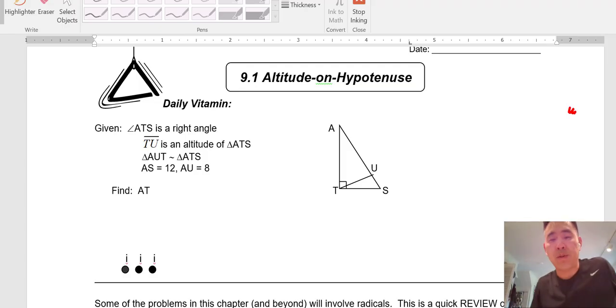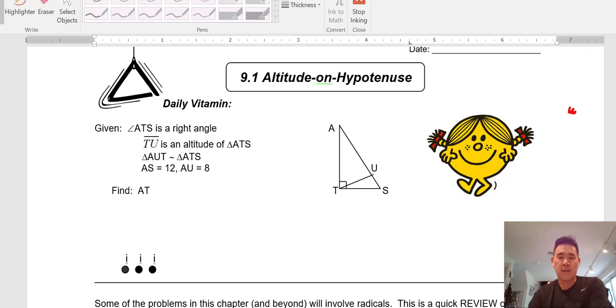Okay, we're moving on to Chapter 9. The first section of Chapter 9 is called Altitude on the Hypotenuse. I'm going to call this section Sunshine, and hopefully in just a little bit you'll see why.